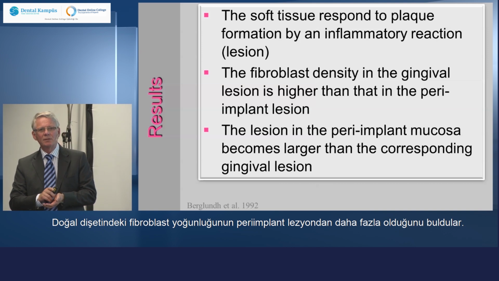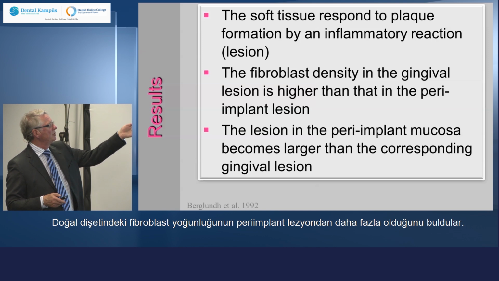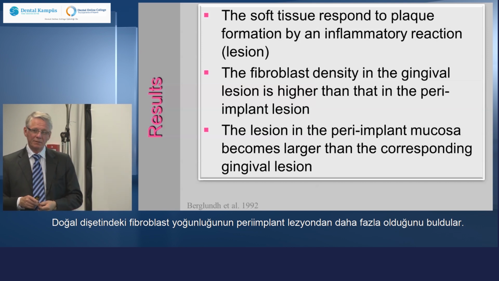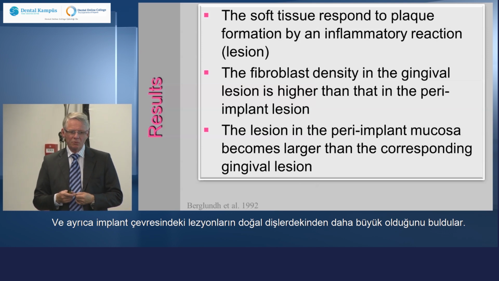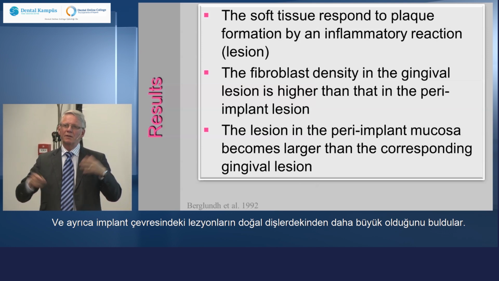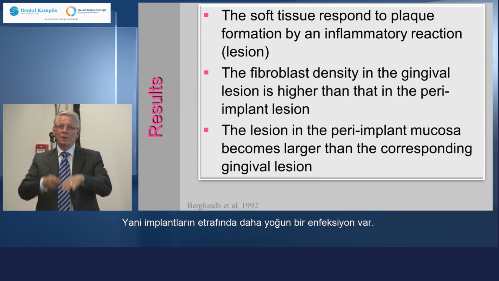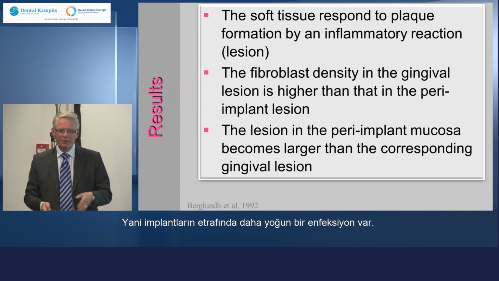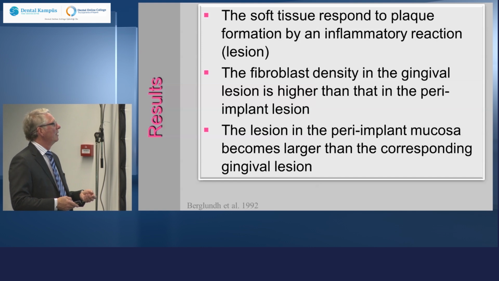They found that the fibroblast density around the gingival lesion is higher than around the peri-implant lesions. They also found that the lesions around implants are greater than the ones around teeth. So you have a more pronounced infection around the implant than you have around the teeth.